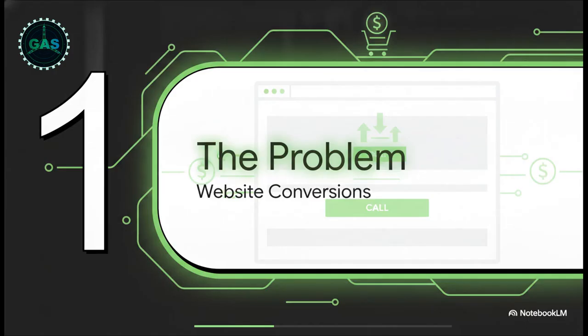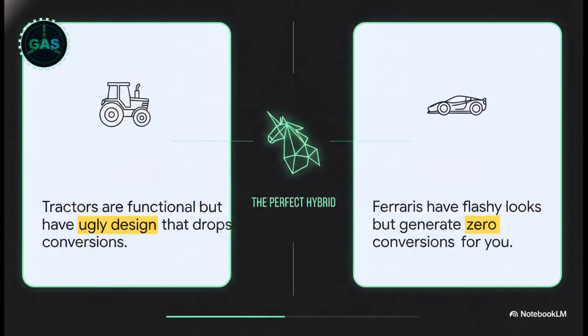Section 1, the website conversion problem. So, what's the fundamental issue with small business websites today? Well, they just don't convert viewers into buyers. Right now, the digital landscape is split into 2 really frustrating extremes. On one side, we have the tractors. These are highly functional, sure, but they're ugly. They don't inspire any trust.